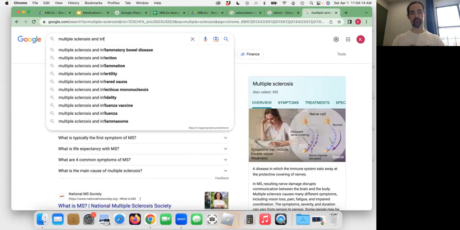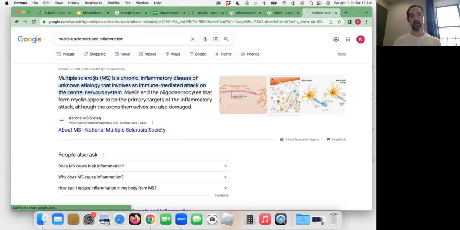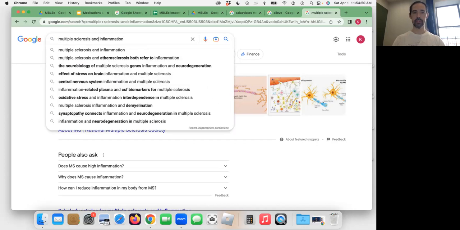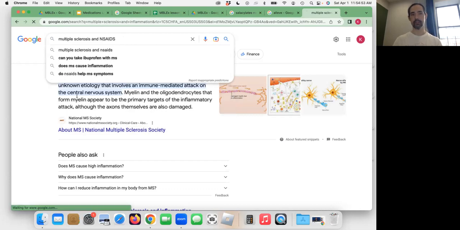Multiple sclerosis and inflammation. Look at that. Good call. Multiple sclerosis is a chronic inflammatory disease of unknown etiology. Etiology means origin, unknown origin, that involves an immune-mediated attack on the central nervous system. So immune-mediated means immune cells, immune factors, the immune system is initiating the attack. And let's see, multiple sclerosis and NSAIDs. Let's see if it's treated with NSAIDs.